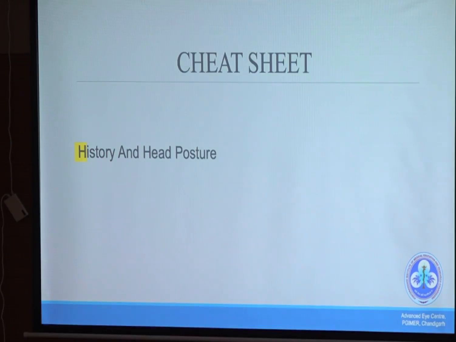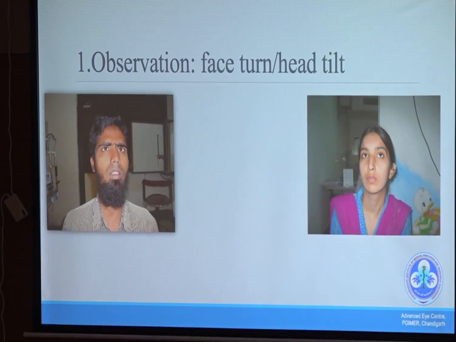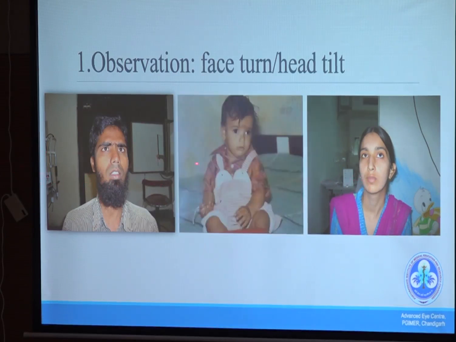That will be noticeable when the child is just walking to you, or the patient is just sitting on the examining chair, or maybe reading the Snellen's chart. So this patient is looking at the Snellen's, and you can see that he has a chin up posture. She's taking a face turn or maybe a head tilt, and then you review the old photographs in these cases, and you see that yes, the patient was in fact taking the same head tilt and the face turn, and you establish that it was a congenital condition.